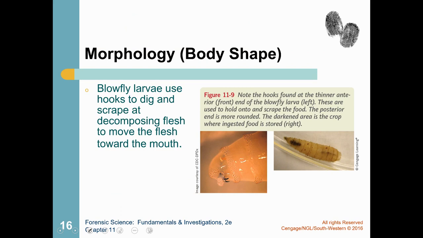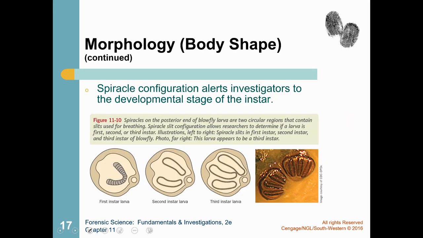All right, so the blowfly larvae use hooks to dig in and scrape. So when you see all of that movement, their bodies move, but they also have these little hooks that hook into the flesh. And remember, these maggots, these larvae, are only feasting on dead, decomposing flesh, right? So they do not harm living tissue, and they are not transmitting disease.